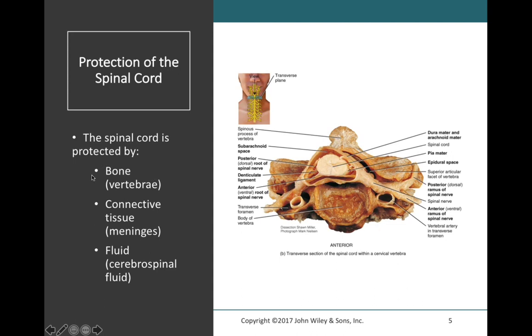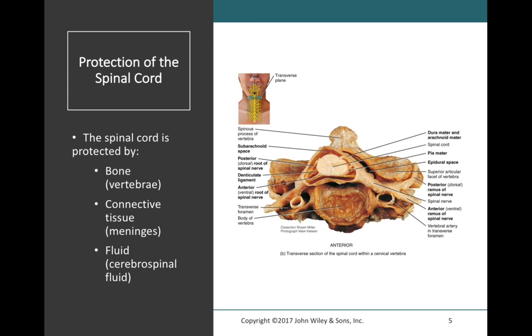So there's three major layers. We have bones that wrap around our spinal cord on the outside. These are our vertebrae bones. Remember, the vertebrae form the vertebral foramen, and through that foramen, we see the spinal cord projecting. So this is one hard layer that's protecting the spinal cord. But we also have some connective tissue and some fluid in there as well that's going to be also protecting our spinal cord. So the connective tissue layers we have are the meninges, and we'll talk about those on the next slide.